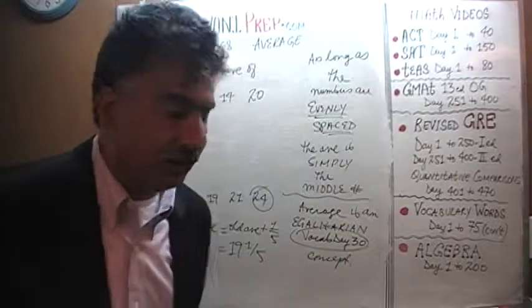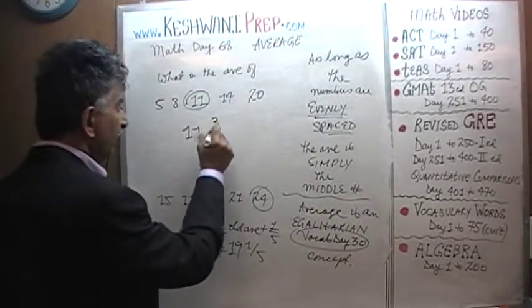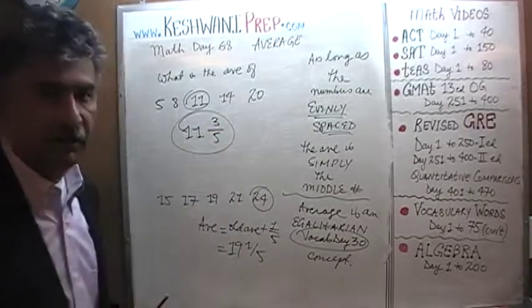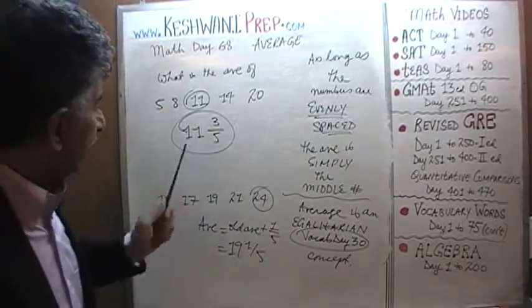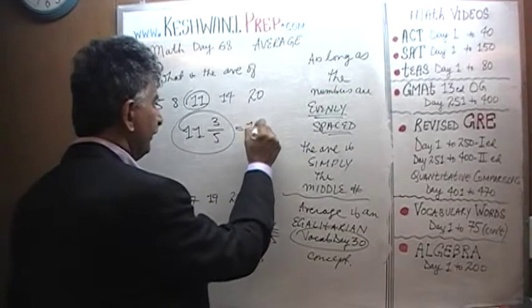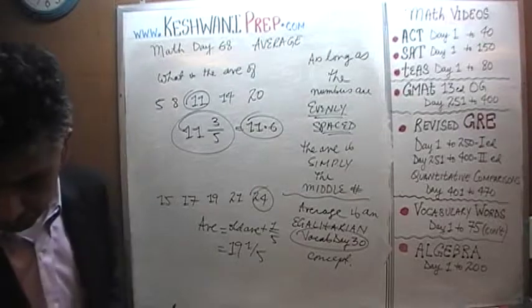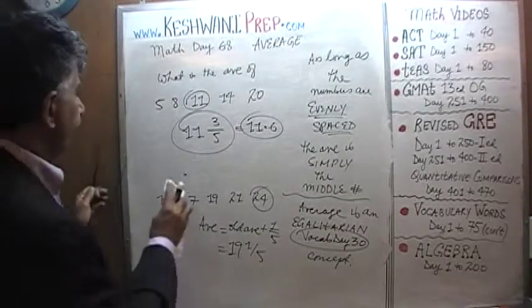Just take the 3 extra dollars and distribute them among the 5 people. That's it. The average is 11 and 3 fifths. Average is 11.6. Let's do one more, shall we?